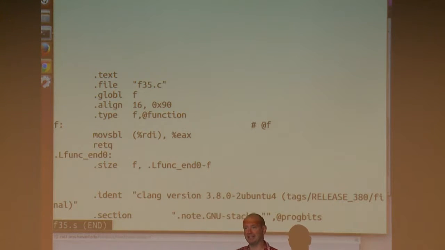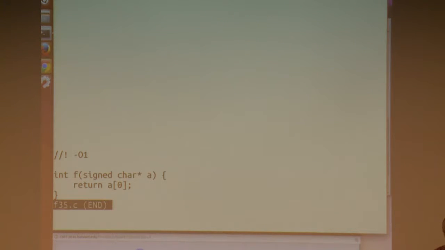So what do you think? The L is long. The B is, everybody? Byte, yes. And the S is signed, right? So what is the type of the argument to this function? Signed char.